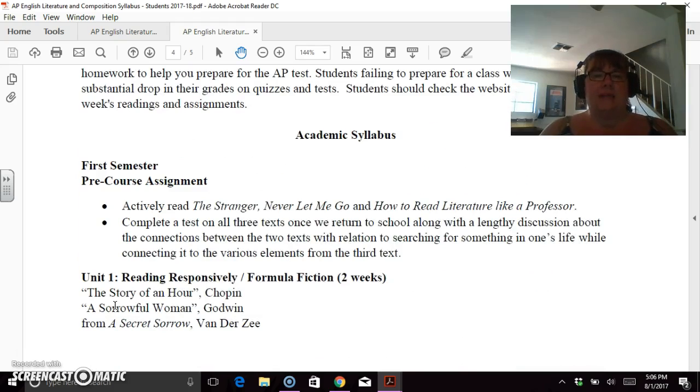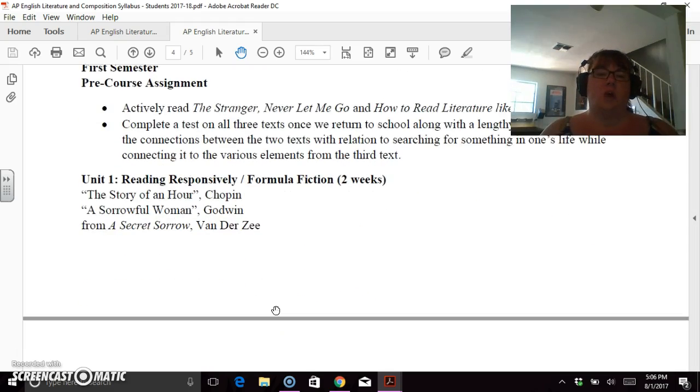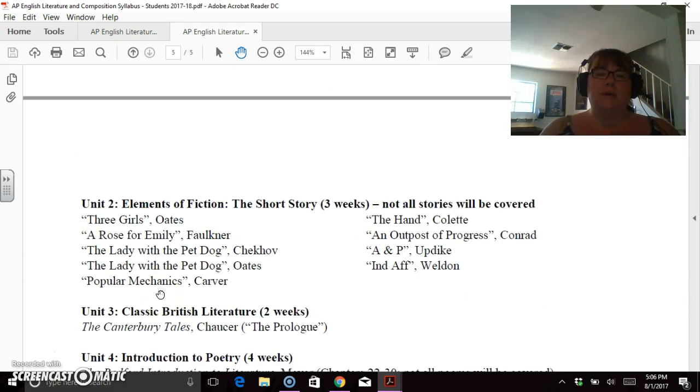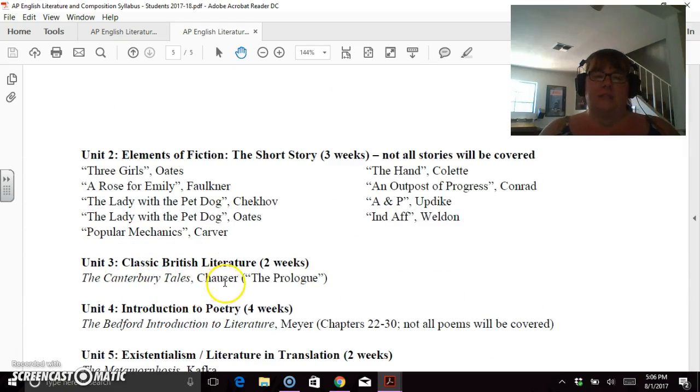Next, you will notice the academic syllabus here. This is our roadmap through the year. You will notice that each unit, there is a number of weeks that it usually takes for that unit. I do breeze pretty quickly through the class, and if we stay in focus, then we should have plenty of time to prepare for the AP test. We'll obviously start with the summer reading, then we go into short stories, and then we'll go into some classic British literature.